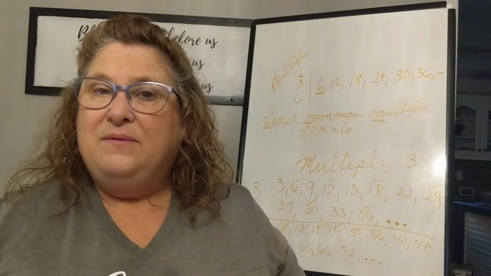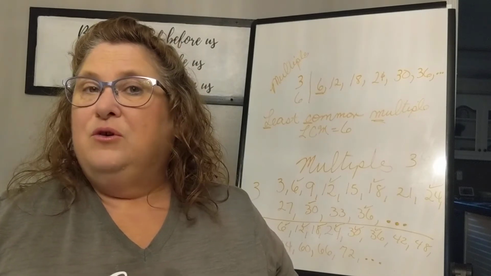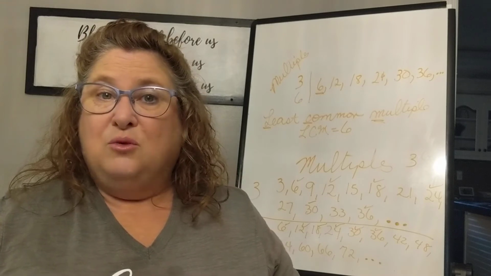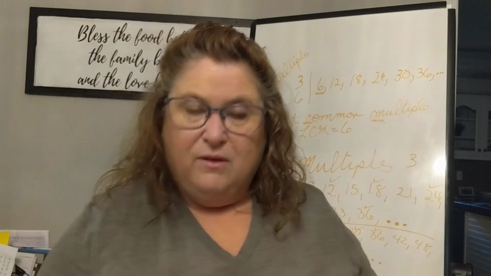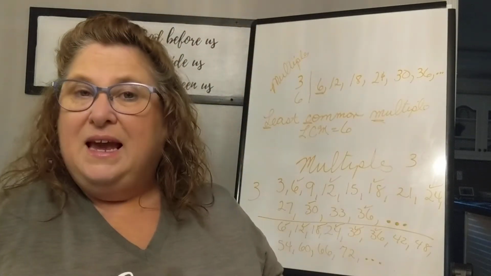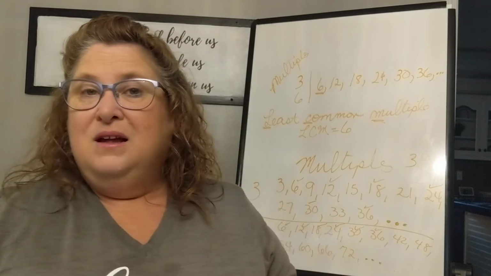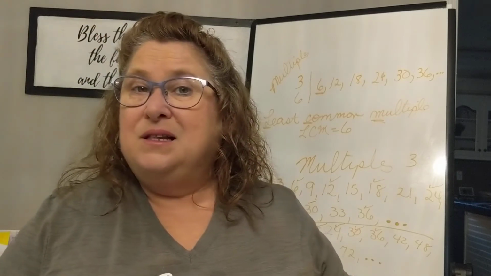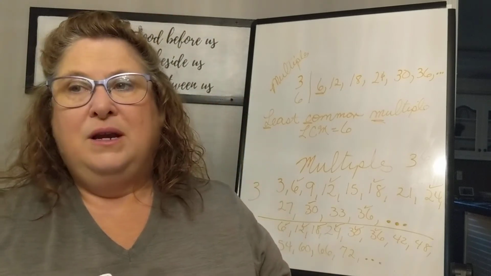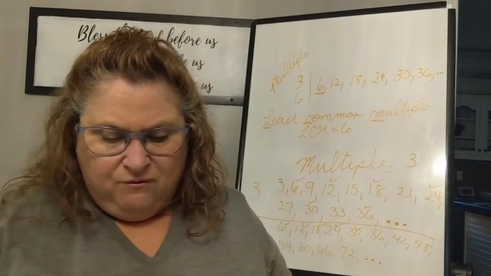Letter E, they gave us the number 4, so we are going to count by 4s to write the multiples of 4. 4, 8, 12, 16, 20. And then they gave us, letter F, they gave us the number 10. So we are going to count by 10s to write the multiples of 10. 10, 20, 30, 40, 50.